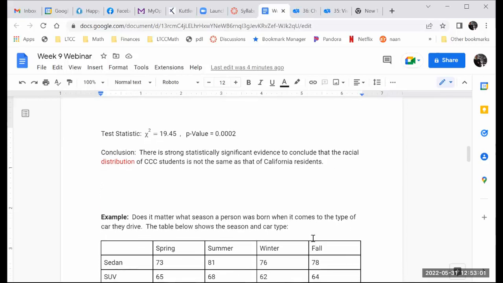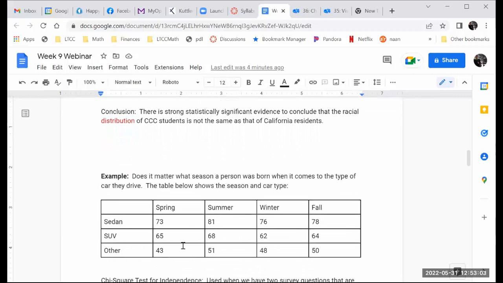All right, so now comes the next question. Does it matter what season a person was born when it comes to the type of car they drive? The table below shows the season and car type. This is very different than what we just did. We've never done one like this either.